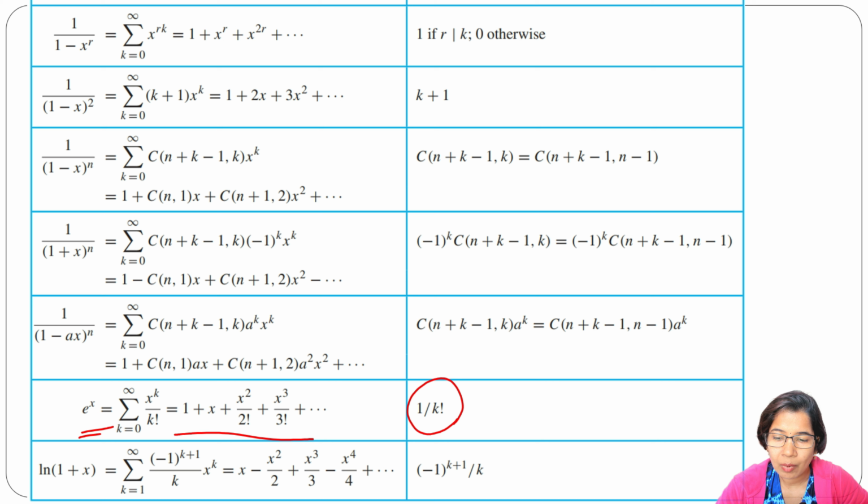Next, ln(1 + x) equals summation of k equals 1 to infinity (-1)^(k+1) divide k x^k equals x - x^2 divide 2 + x^3 divide 3 - x^4 divide 4. Like this it will continue. And here what is the a_k value? a_k value equals (-1)^(k+1) divide k.